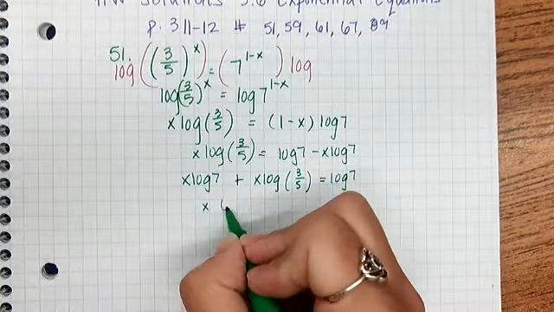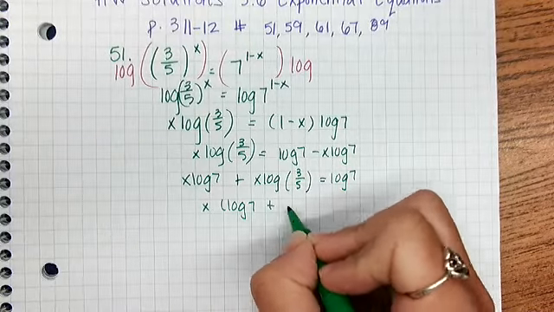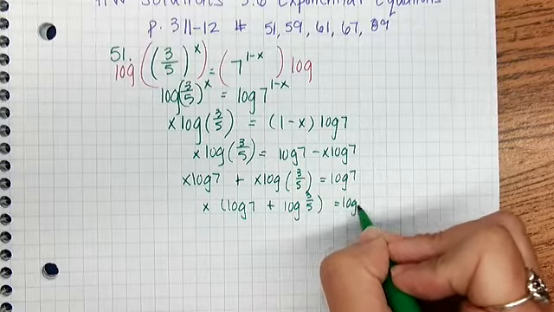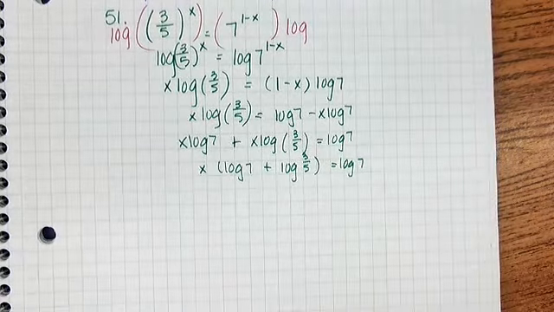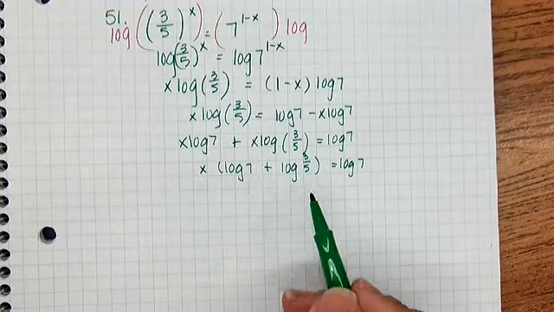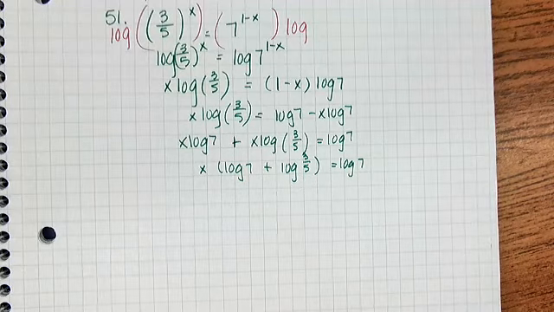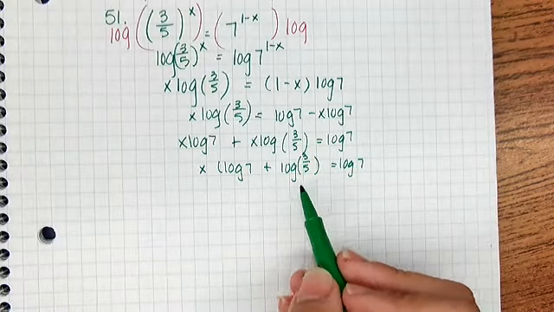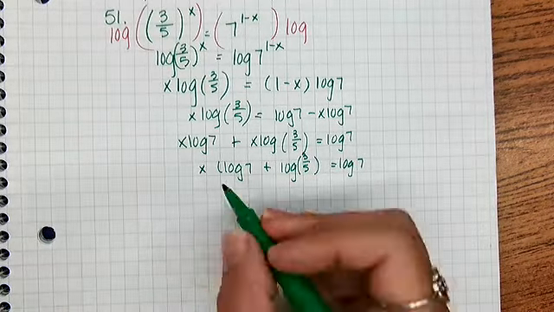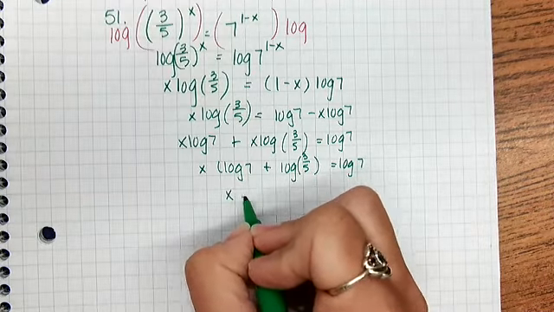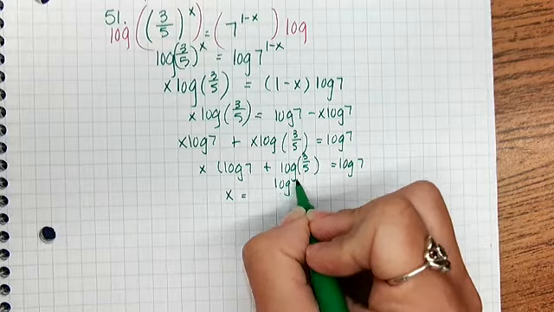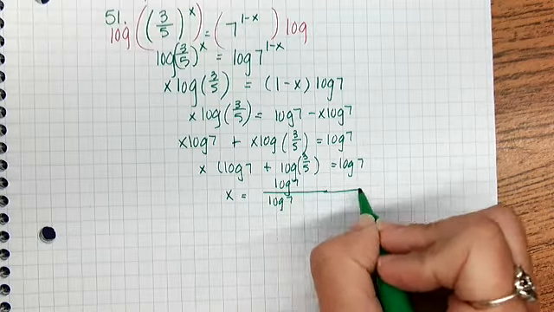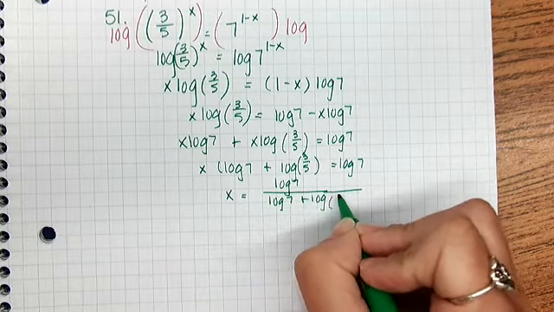Factor out the x. Divide both sides by the log of 7 plus the log of 3/5, and I believe that we will end up subtracting the logs. The log of 3/5 is the log of 3 minus the log of 5. I'm going to divide both sides, and that's the log of 7 over the log of 7 plus the log of 3/5.